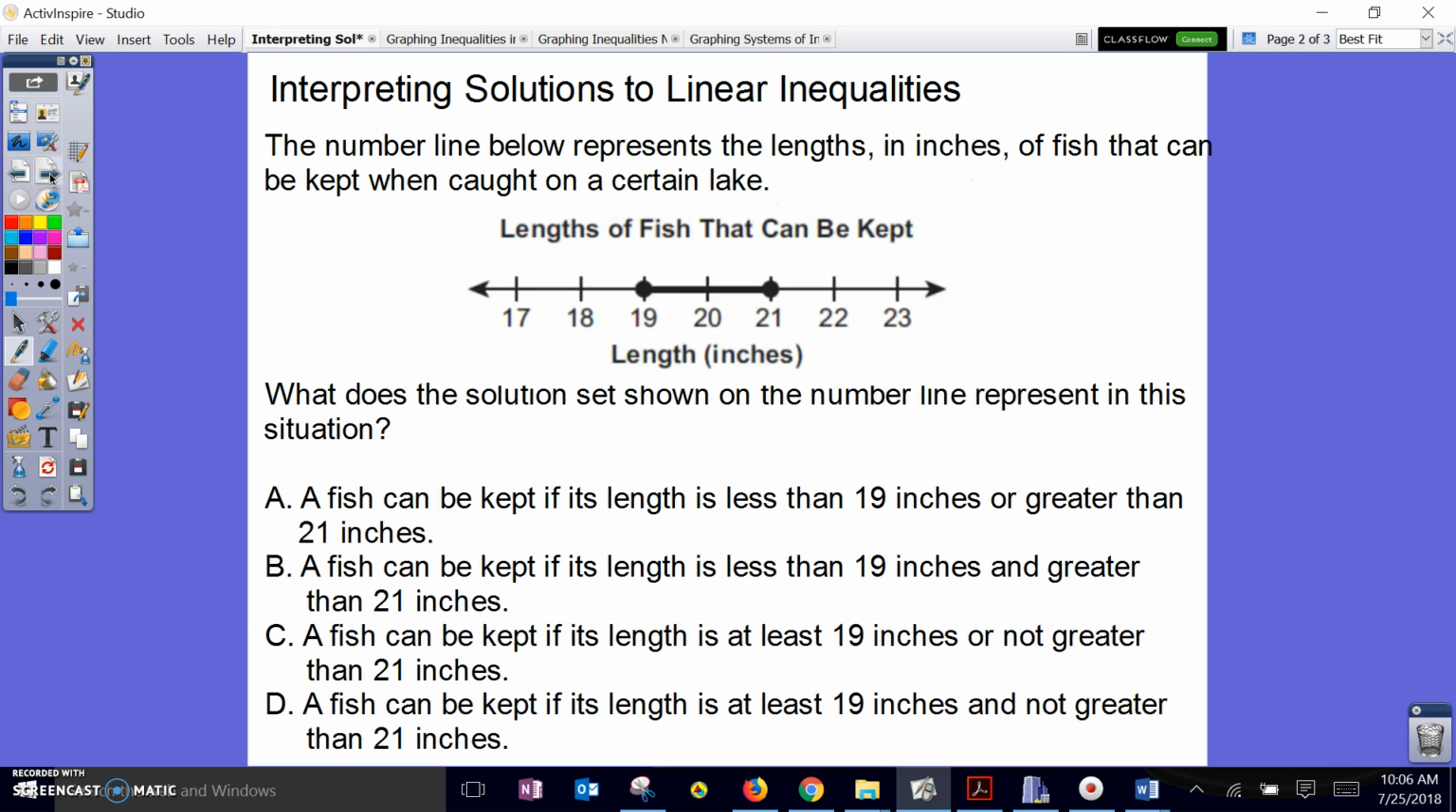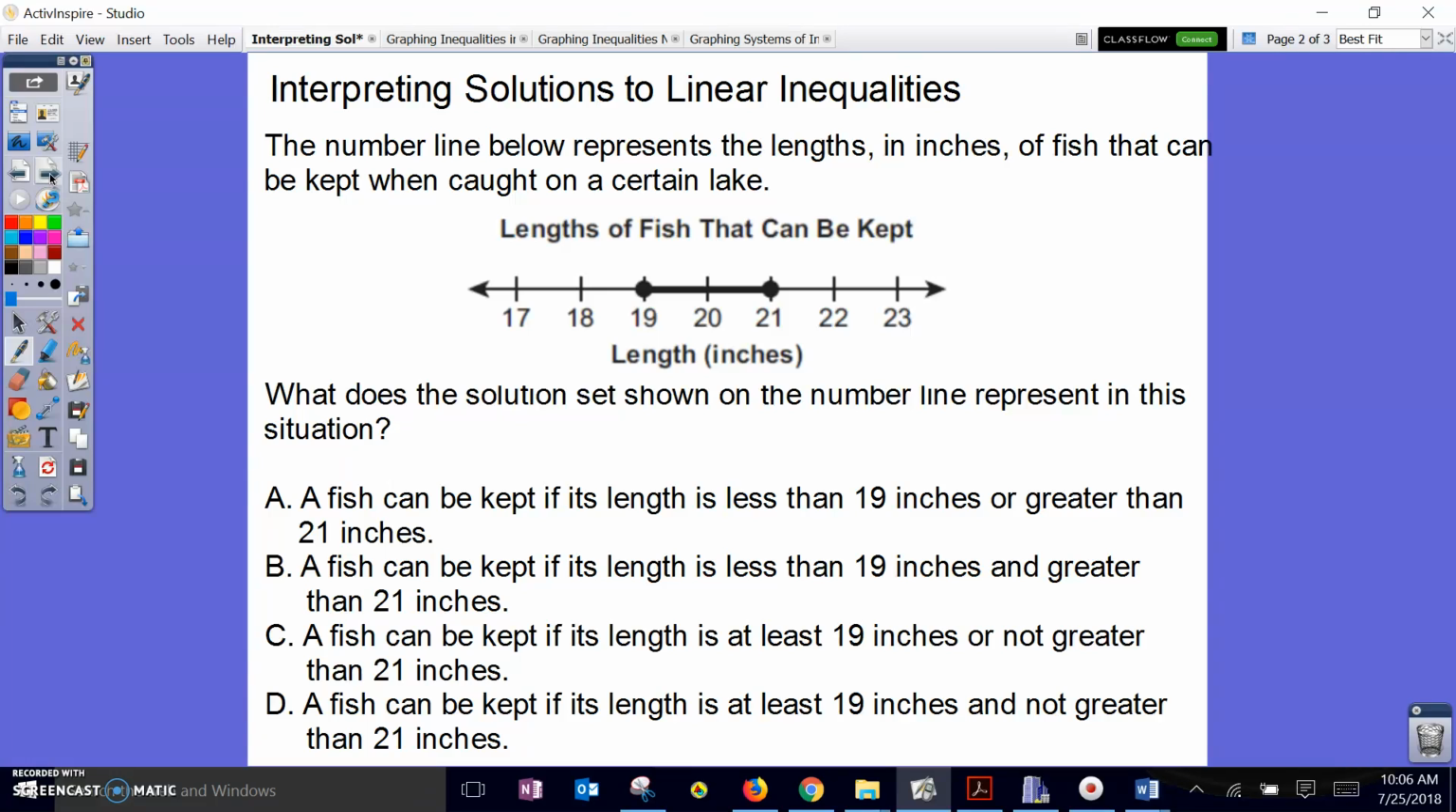The number line below represents the lengths in inches of fish that can be kept when caught on a certain lake. And you see the number line. What does the solution set shown on the number line represent in this situation? So let's see, a fish can be kept if its length is less than 19 inches or greater than 21 inches. A fish can be kept if its length is less than 19 inches and greater than 21 inches. A fish can be kept if its length is at least 19 inches or not greater than 21 inches. And a fish can be kept if its length is at least 19 inches and not greater than 21 inches.